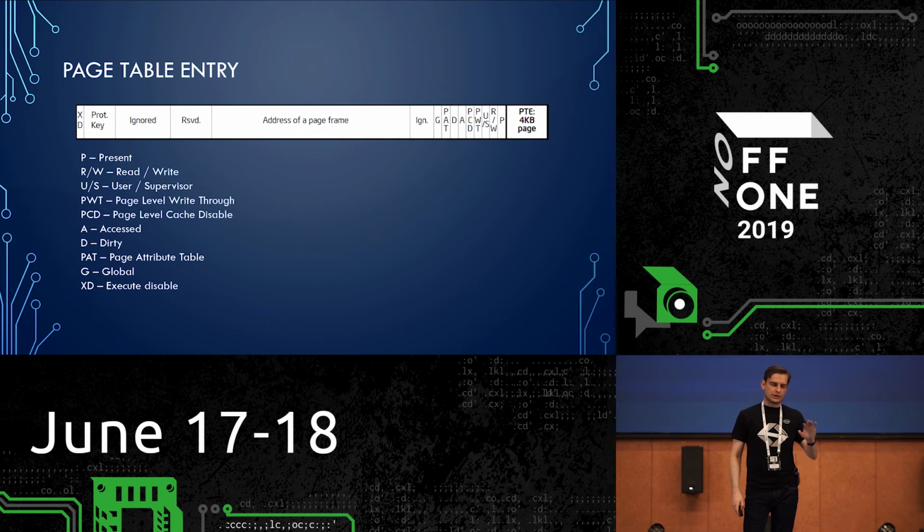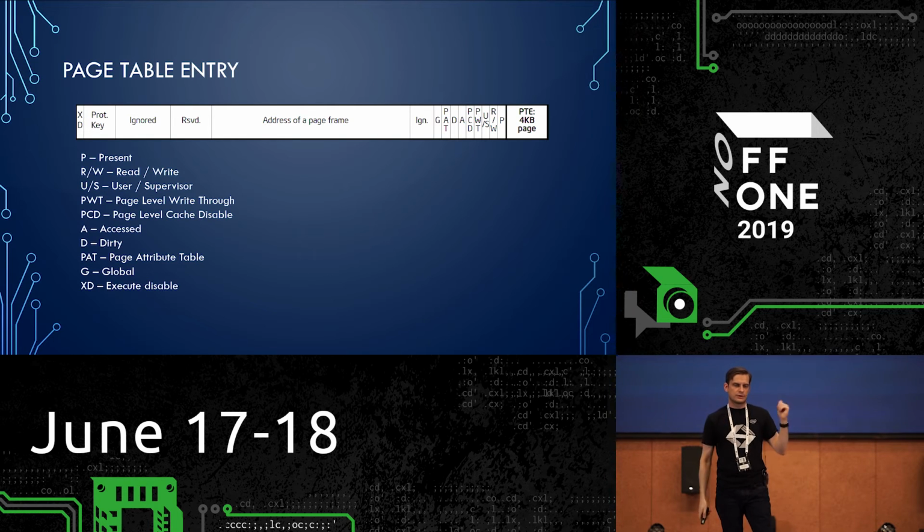And then the ignored part, the reserved part, and the protection key, which today basically plays no role. In my presentation, I mean, it plays no role. And the execute disable bit. This is my implementation on the example of x86.